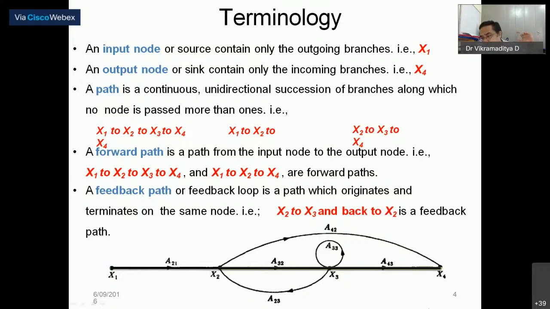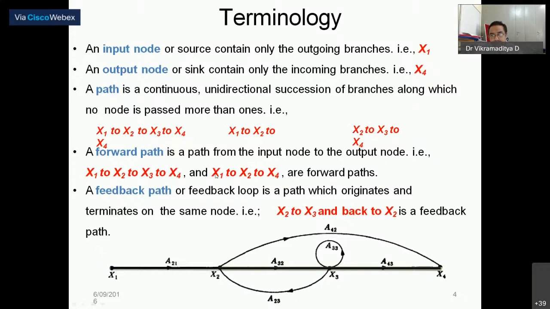Forward means you are not looking in a feedback form. You are just moving straight forward, from input to output. That path will be considered a forward path. So let us find out how many forward paths there are from x1, x2, then x4.